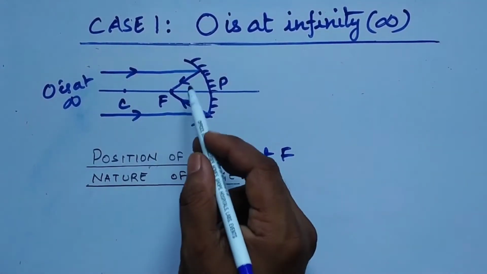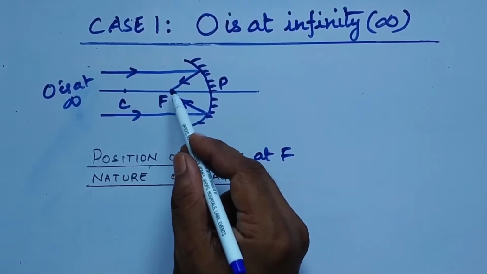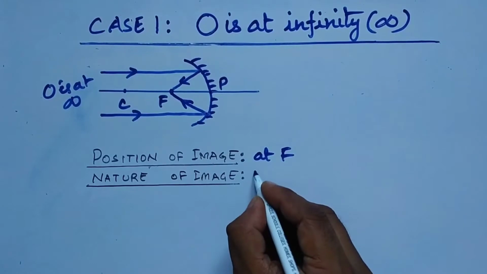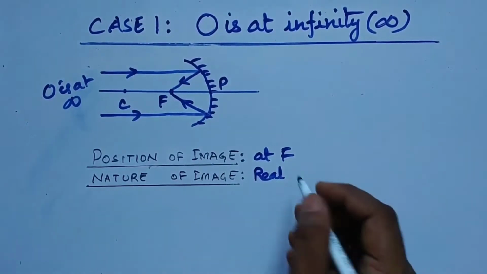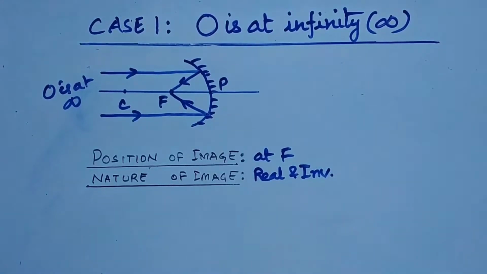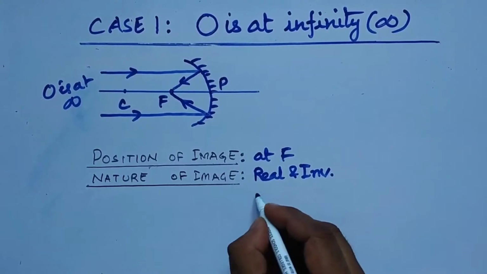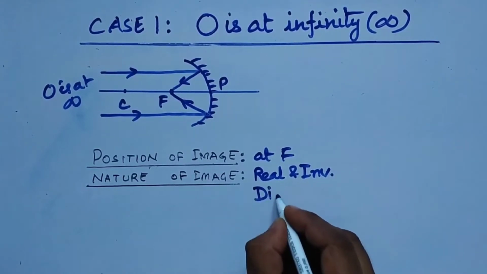And what kind of image will be formed? Since the rays are actually meeting each other, a real image will be formed. So the nature of the image will be real and inverted. And what about the size? Size will be diminished.